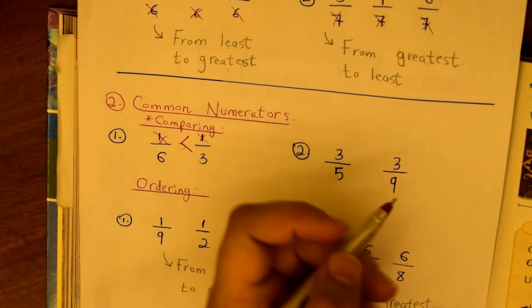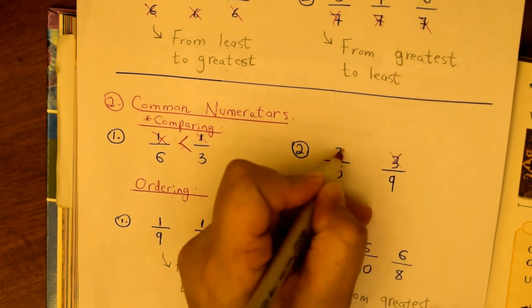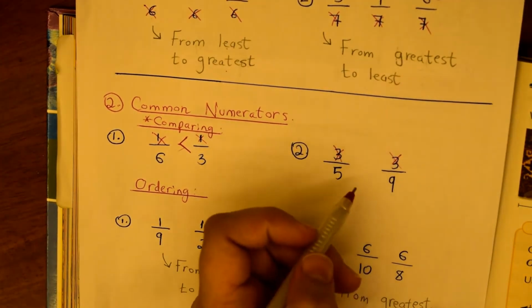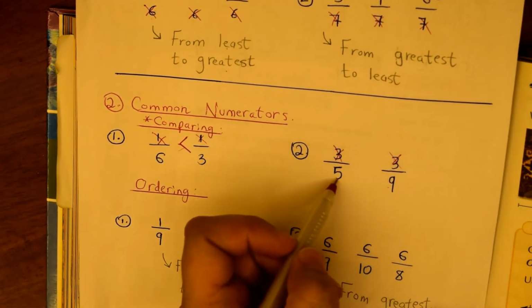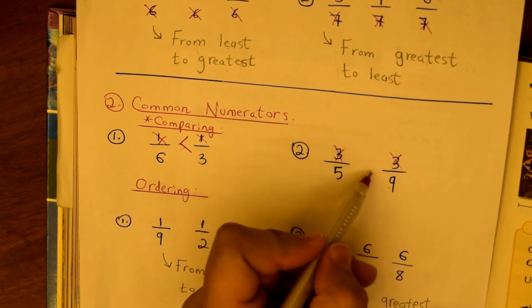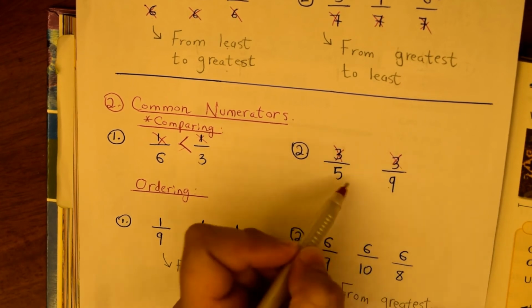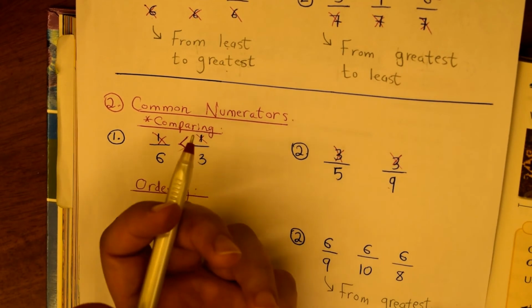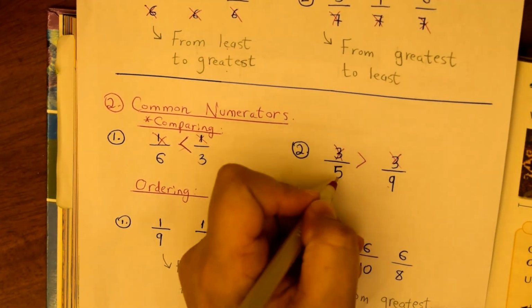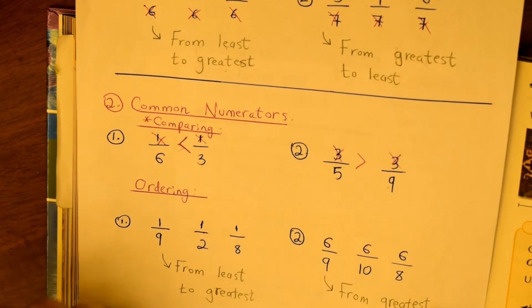For number 2, I will cross again the common numerator. I will ask myself which number is greater, 9 or 5. 9 is greater than 5. Then I will put the sign like this. But because my numbers are down, I will flip the sign. Then I will say 3/5 is greater than 3/9.